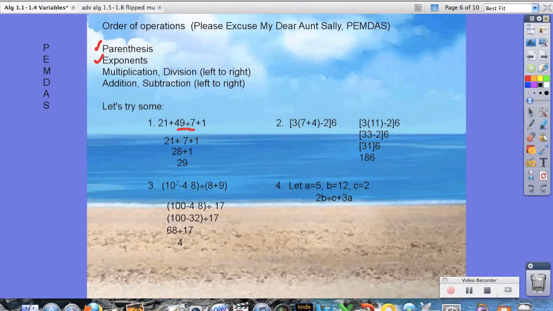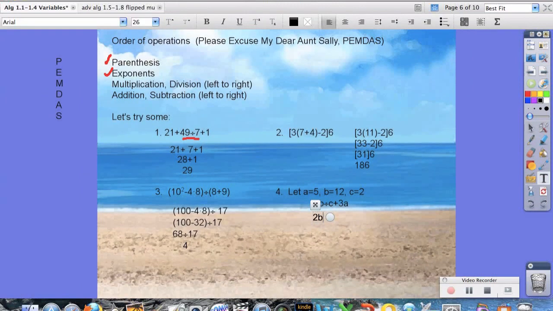Number 4 looks a little bit tricky, but it's really not hard at all. What we're going to do here is some basic substitution. So we have 2b divided by c plus 3a. Now you'll notice right next to the 4, they tell us what a, b, and c are equal to. It says b is equal to 12, so we're going to replace that. And we have divided by c. C is 2, plus 3 times a, and a in this case is 5.